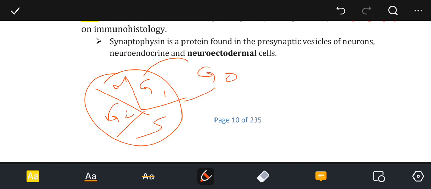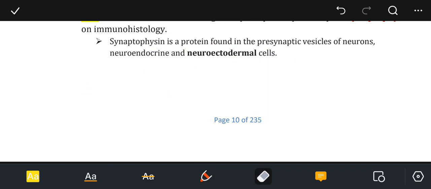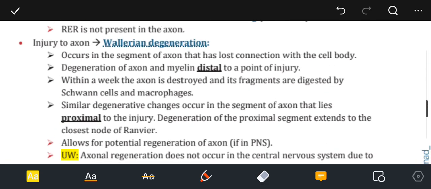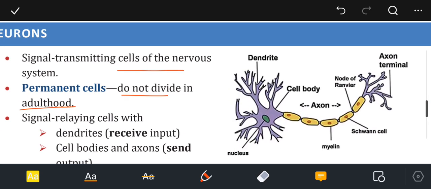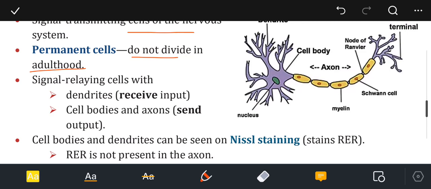Some of the cells remain temporarily in the G0 phase, for example the hepatic cells. Some of the cells always remain in the G0 phase, for example the skeletal muscle cells or the neuronal cells. So they are permanent cells, they never divide, they do not divide in adulthood. Neurons are signal relaying cells, with dendrites which receive the input, and the cell body and axon which send the output.